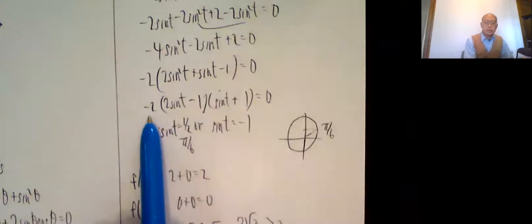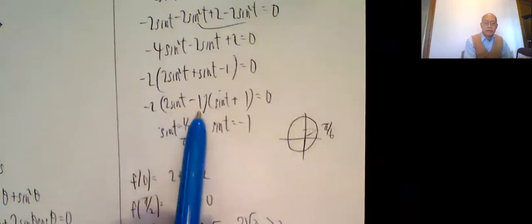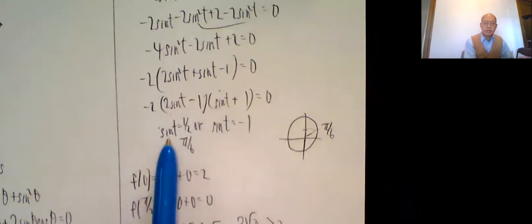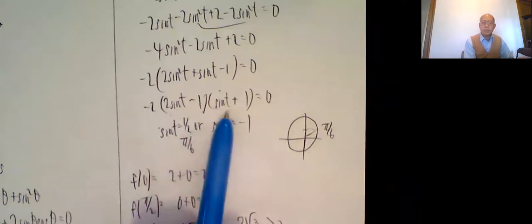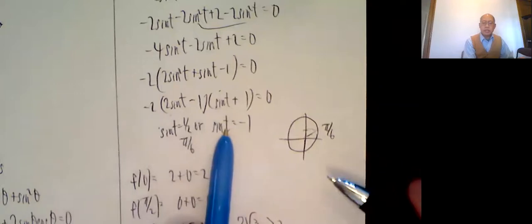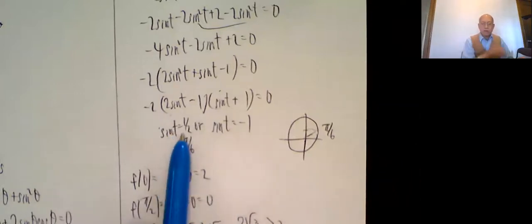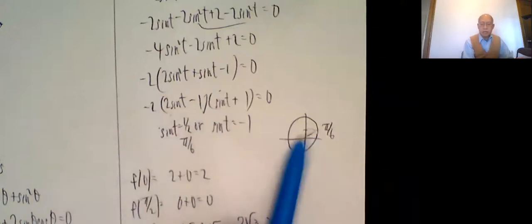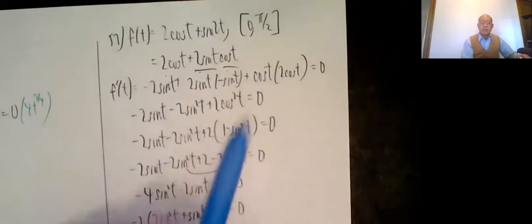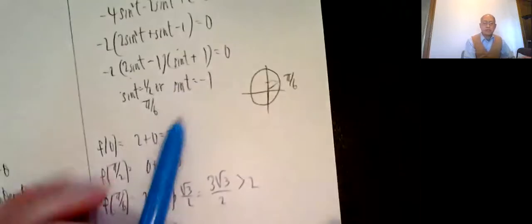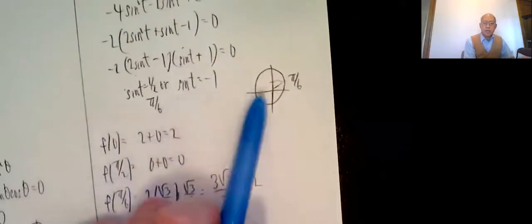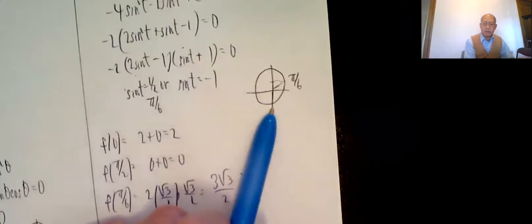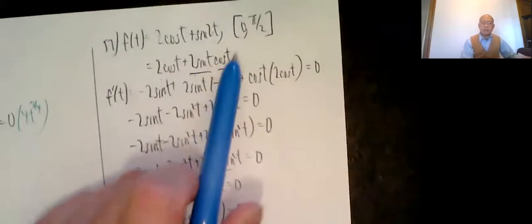Okay, so either this is 0, impossible. Either that, or this is 0, or this is 0. Set this equal to 0, you get sine of t equals a half. Set this equal to 0, you get sine t equals negative 1. Okay, sine of what nice angle is a half? That's pi over 6, right here. Does that lie between 0 and pi over 2? Yes, it does. Sine of t equals negative 1: you're down here, you're at the south pole, but that's not going to give me an angle between 0 and pi over 2, so forget about it.